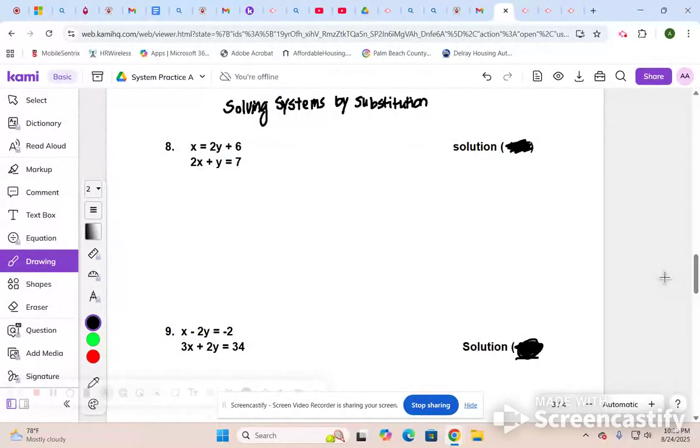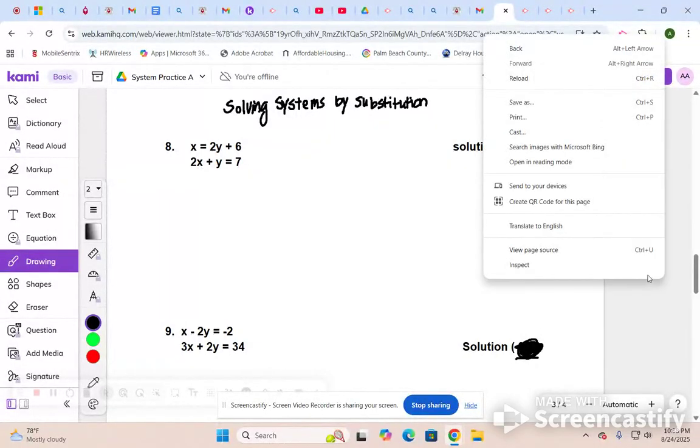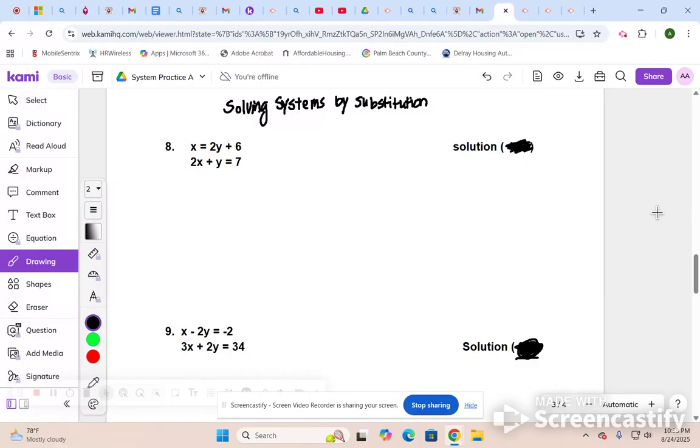Hi everyone, we're going to solve these two problems, these two systems using substitution. Alright, let's get started. Well, look, the top one has been solved for x, so basically we have a replacement for x. So let's put parentheses around this expression here. That is our replacement for the x value.